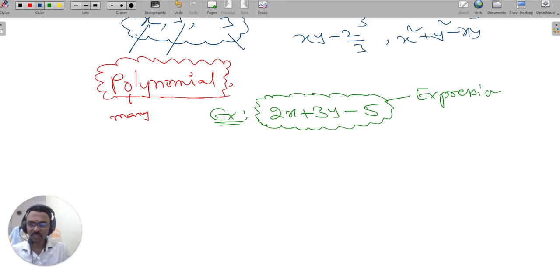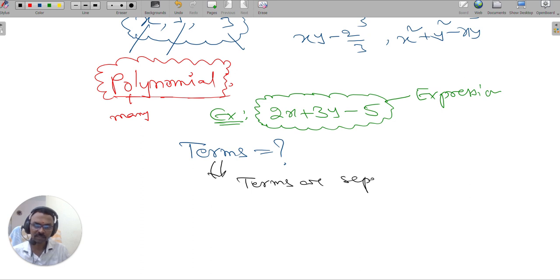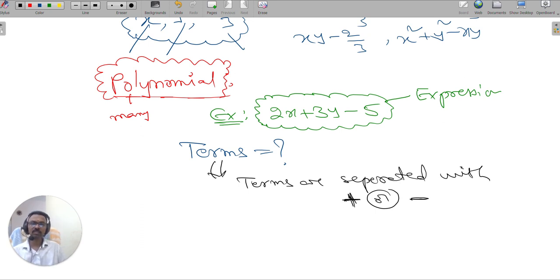How many terms are there? What is a term? We have one more definition for term. Terms are separated with addition or subtraction.